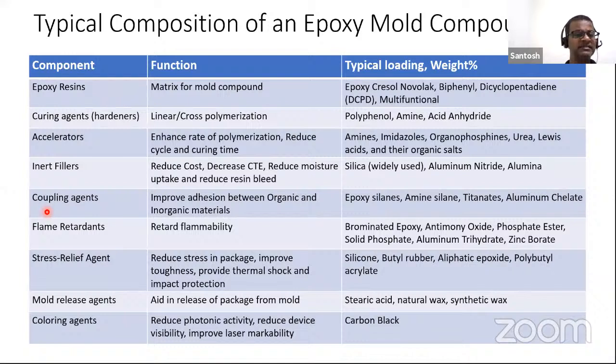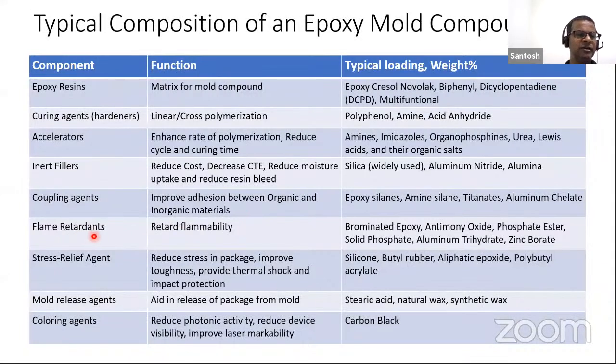Then we have coupling agents. Basically what happens in epoxy mold compounds is you are mixing the resins with the fillers, which are silica. On the one hand, you have an organic matrix, on the other you have inorganic fillers. They do not bond to each other very well. So the role of these coupling agents is basically to help them bond together and form a uniform matrix.